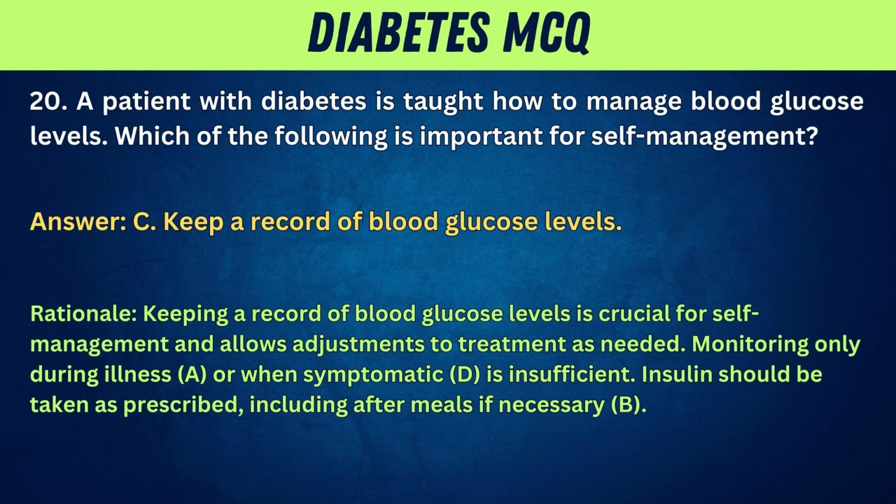Rationale: keeping a record of blood glucose levels is crucial for self-management and allows adjustments to treatment as needed. Monitoring only during illness, A, or when symptomatic, D, is insufficient. Insulin should be taken as prescribed, including after meals if necessary, B.